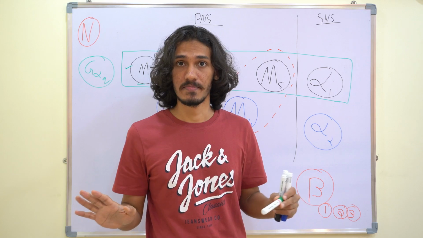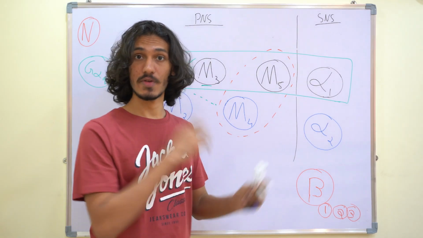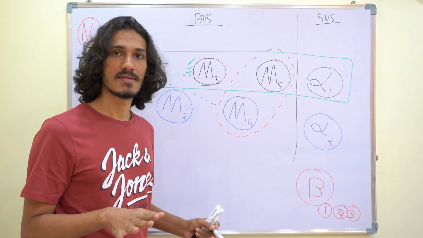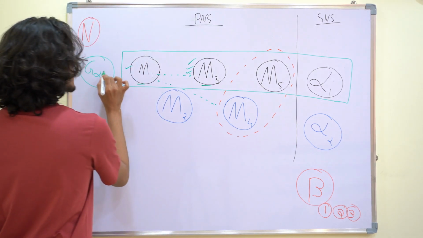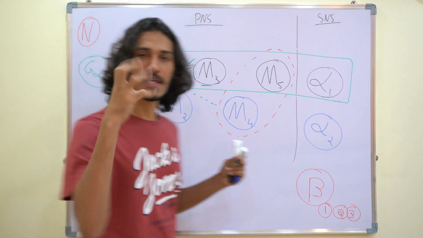I hope this is clear. So if you take a look at this, you can understand how simple it is. Anything coupled to G alpha Q is making things contract.